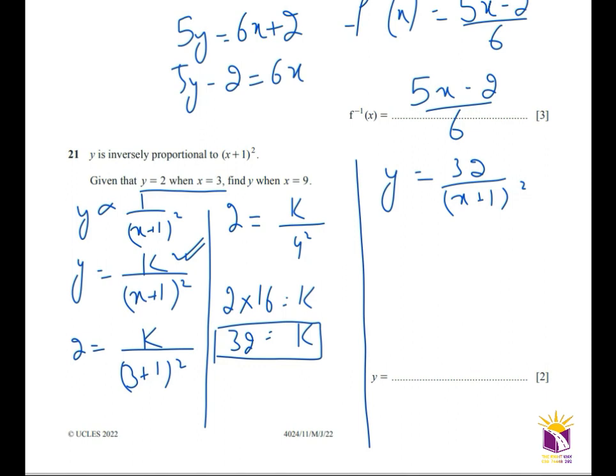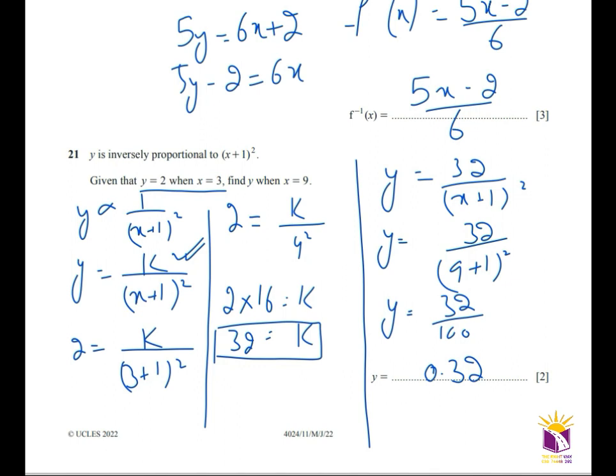Now we are going to find y when x is equal to 9. So y will be equal to 32 divided by (9 plus 1) whole squared, which will be 10 squared, and 10 squared will be 100. So y will be equal to 32 divided by 100, and it will be equal to 0.32. Y will be equal to 0.32.